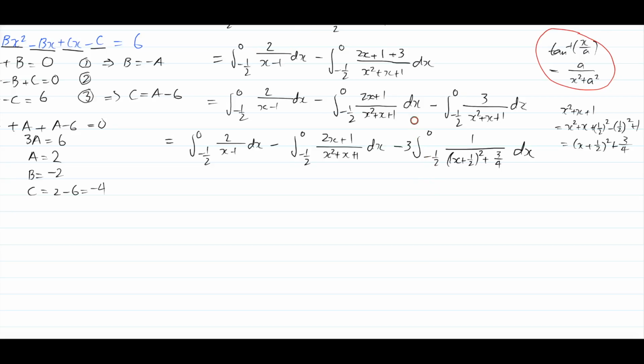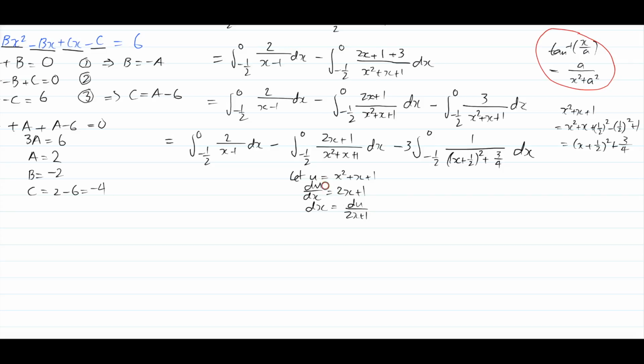Guys, let's start anti-diffing one by one. Ignore the first one. This one becomes a log. Let's handle the substitution first. Let u equal x squared plus x plus 1, du dx equals 2x plus 1. Yes, that 2x plus 1 is going to cancel out, which is good. That's what we want. dx is now du over 2x plus 1.